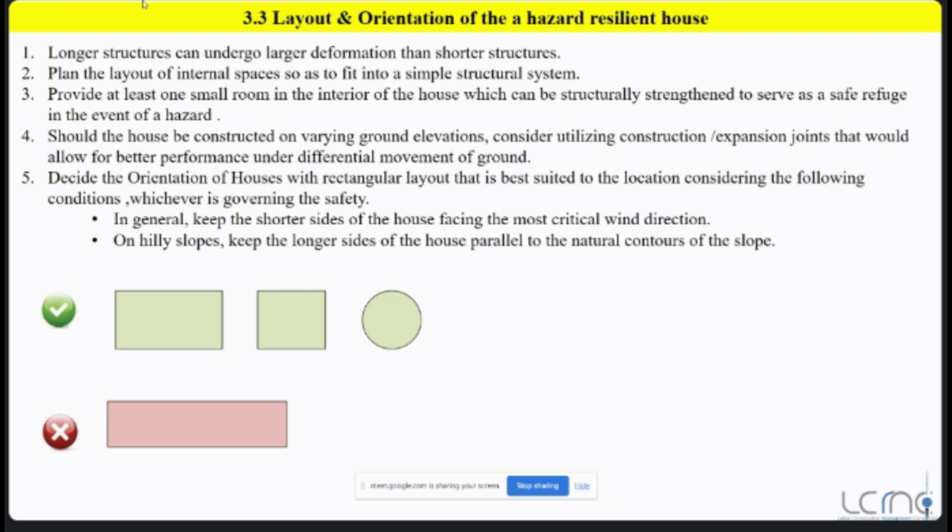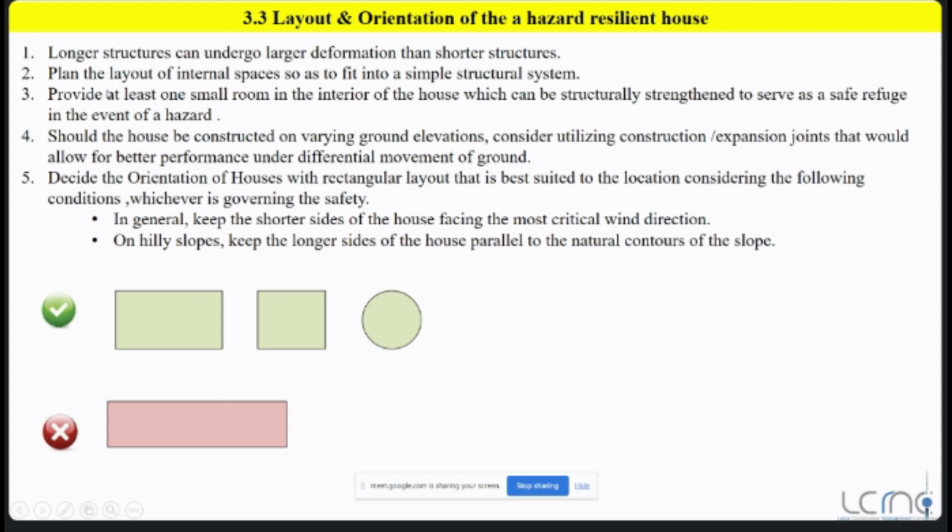the entire structure will be subjected to that issue. So definitely you need to divide the structure into shorter structures.